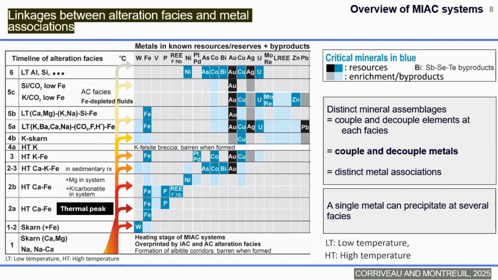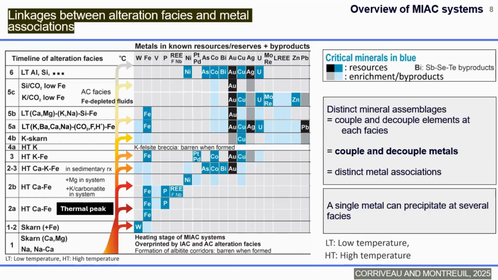So if we start from the initial heating state, that's when we're going to form the sodic alteration. So we can also replenish the fluid with all the elements that are being leached from the host rock. And then progressively, the system is going to evolve, reaching its thermal peak at the high temperature calcium iron facies, and then progressively cool down. And with that, we can form different mineral deposits, each with their own assemblages of metal.